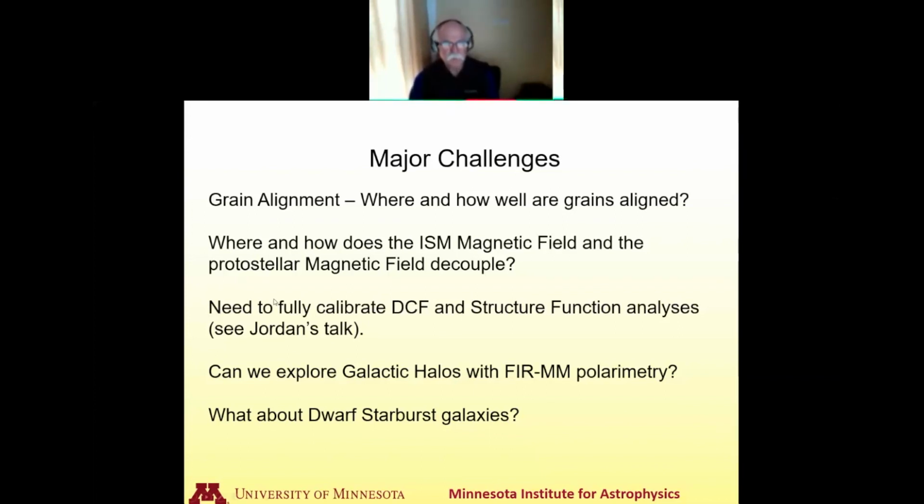All right, now we need to fully calibrate Davis-Chandrasekhar-Fermi. That's a method of measuring the magnetic field strength, and something called the structure function analysis, which I didn't have time to talk about today. Jordan will talk about some of that in his talk. Now, we still aren't sure if we could see enough dust to explore galactic halos in these edge-on galaxies, but we're working on that. And another type of galaxy we should turn our attention to are called dwarf starburst galaxies.